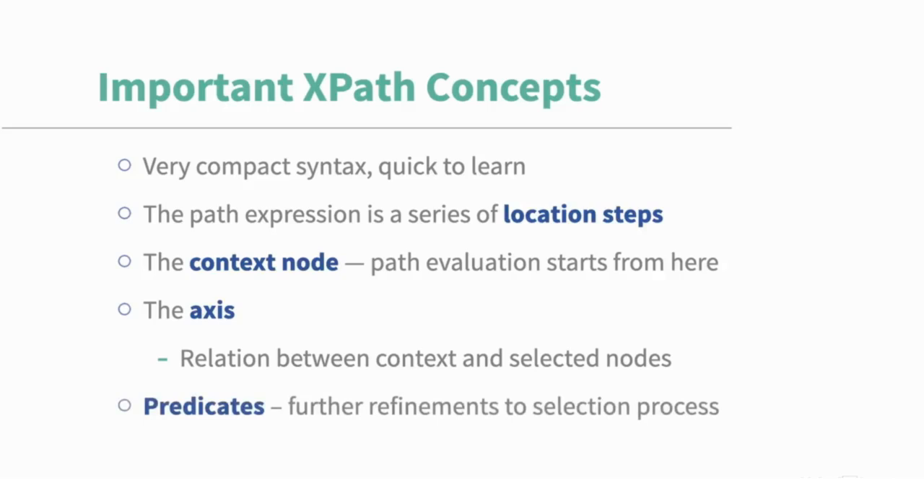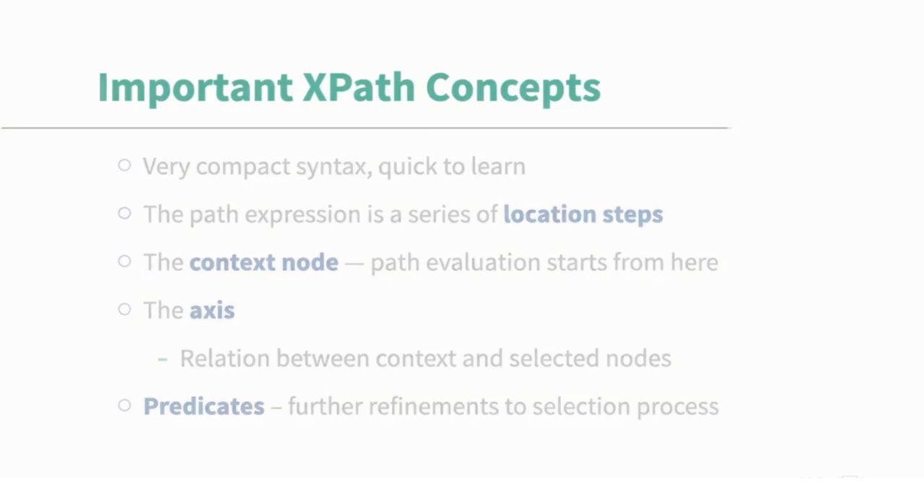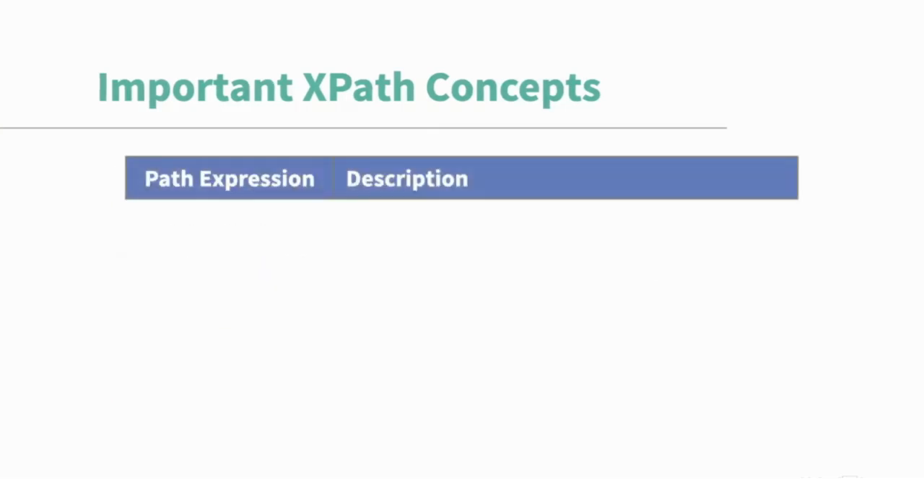Another term to be familiar with is predicates. I showed an example in the previous slide when I put that little bracket with the 1 on the paragraph tag to narrow down my selection. Predicates are further refinements to the selection process. You can think of them almost as a filtering method. All right, so let's take a look at some XPath examples, and then we'll take XPath out for a spin.